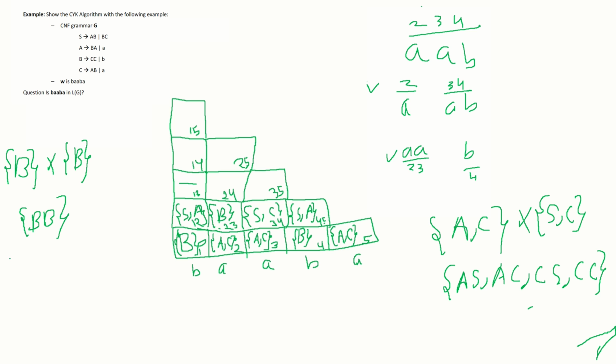Now we don't have any BB in our grammar, so this is crossed out. Do we have AS? No, we don't have any AS, so this is also crossed out. AC? No, we don't have it either, so AC crossed out. CS? No, there is no CS, so crossed out. CC? Yes, we can generate CC from B. So we will fill this cell with B.